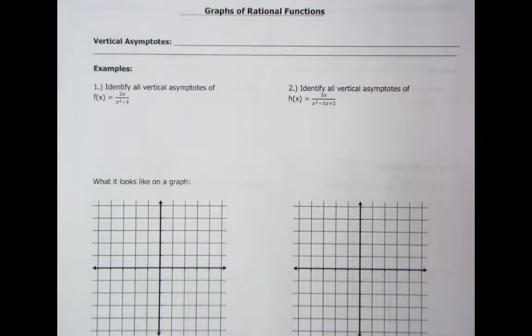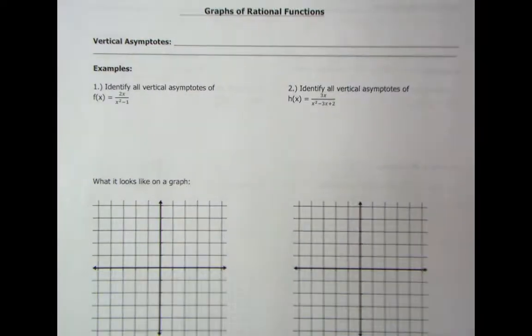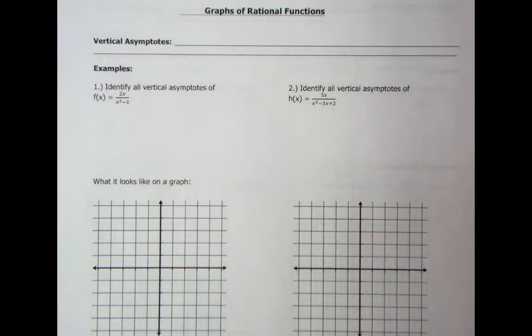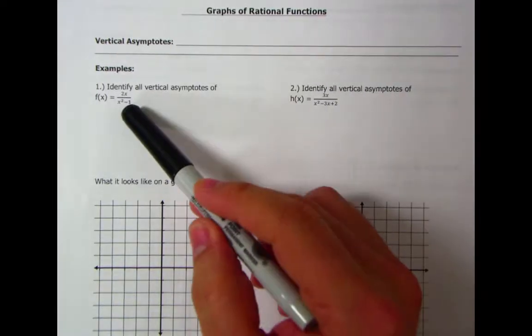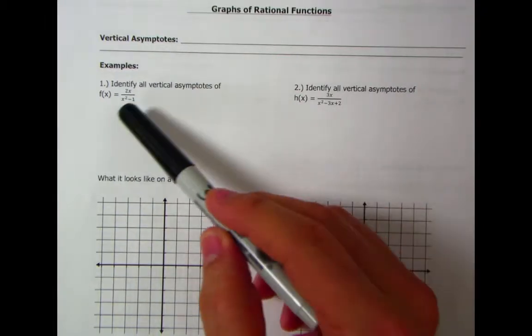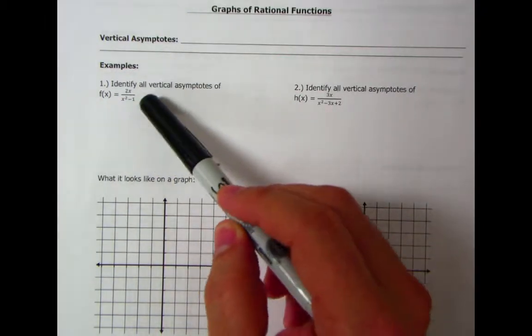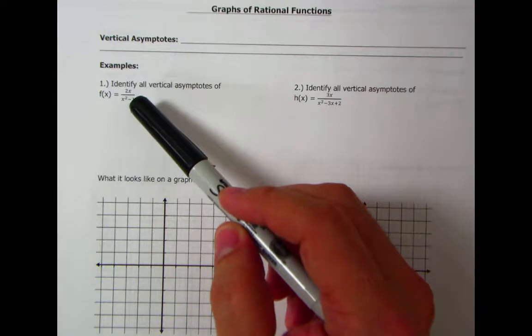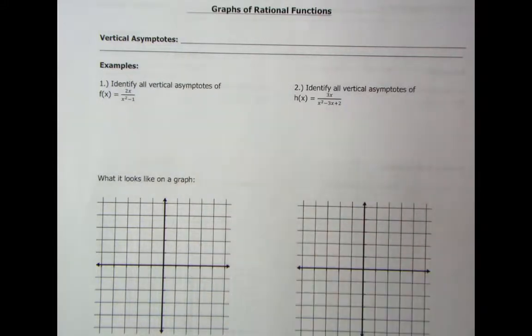Okay, this lesson is on graphing rational functions. Rational functions are functions that are ratios or fractions. So you can see in these examples here, you have functions that are fractions. So you have variables on the top and the bottom. Now, when you graph rational functions, some interesting things happen.